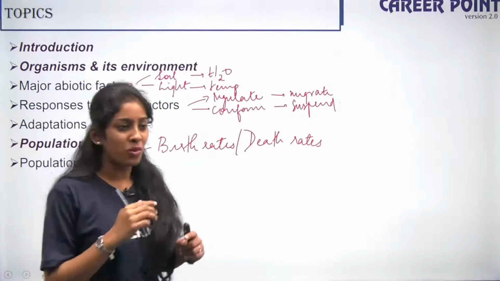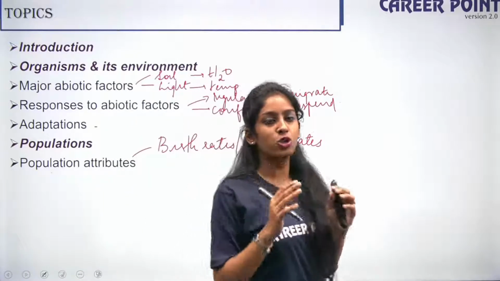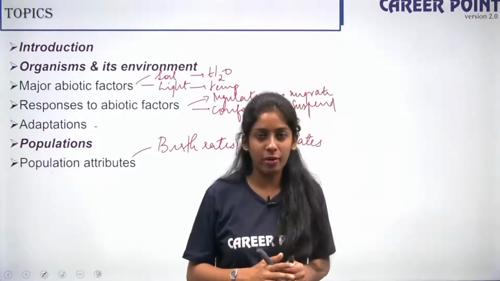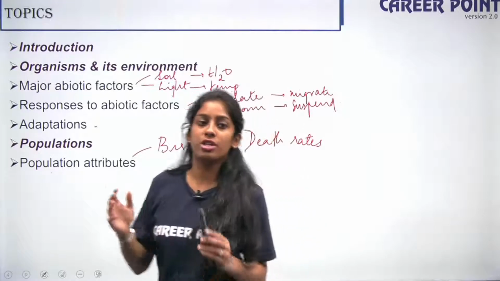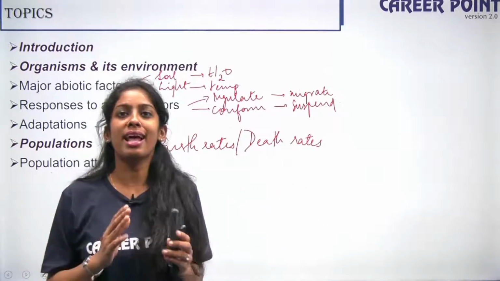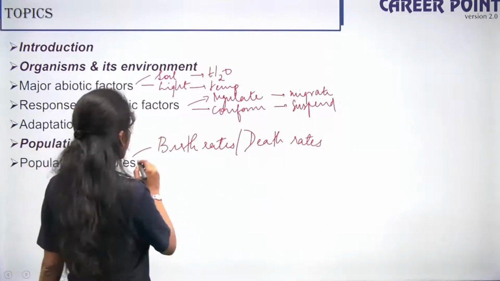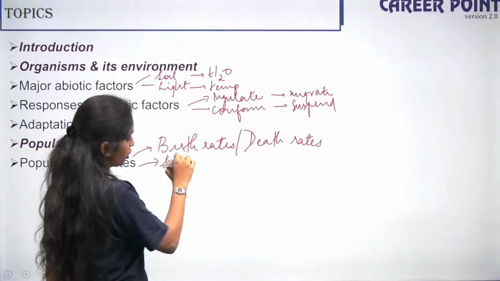The next one: an individual can be either a male or a female, right? But a population can consist of males as well as females. So a population has a definite sex ratio as well.